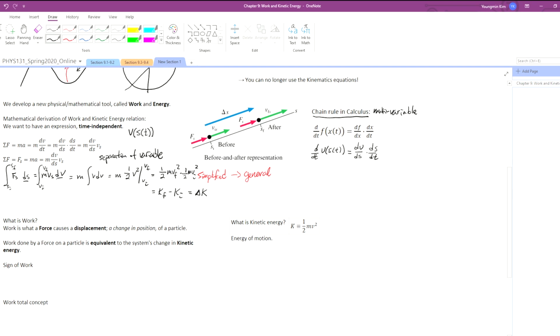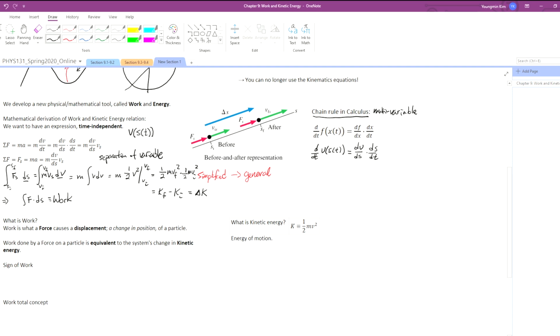So that's the right-hand side of this integral. The left-hand side of the integral is the integral of force dotted with ds. So you're taking a force and taking the integral of the force with respect to the position. That is, we're going to define this as work. So the work is what a force causes, a change in position of a particle.